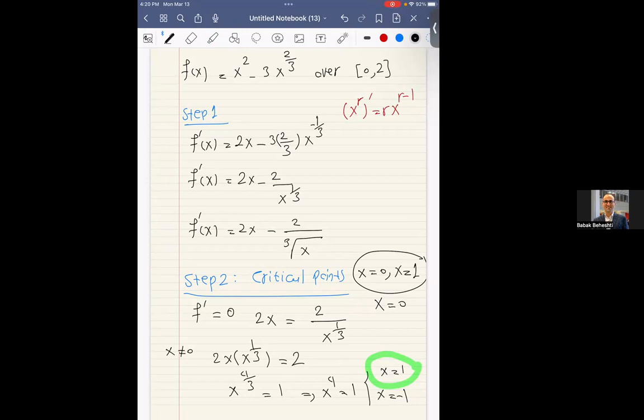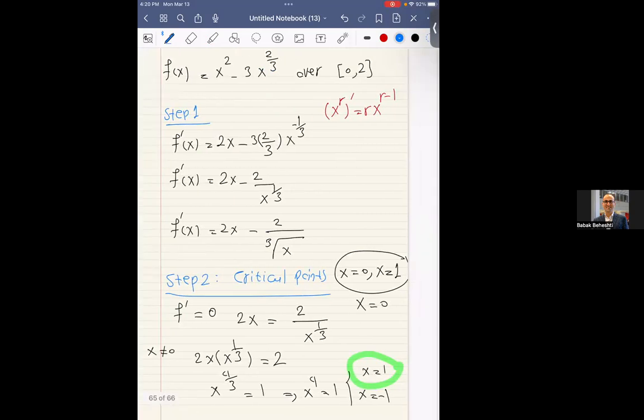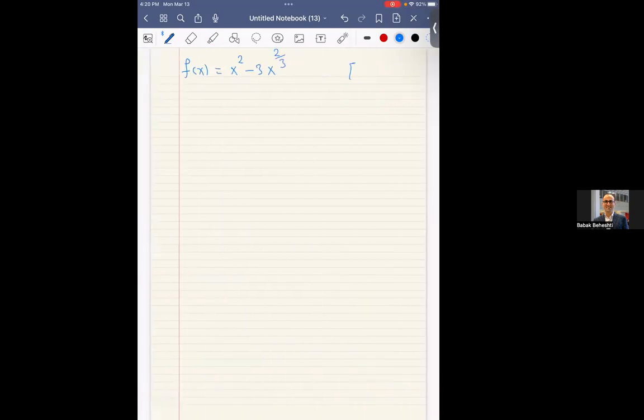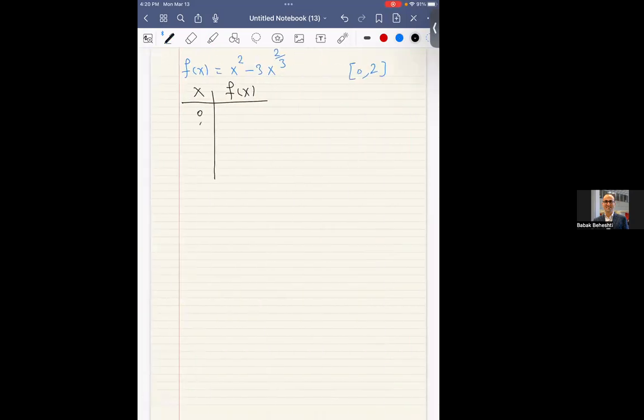Okay, and the last part is just list all the critical points and end points and compare them. So let me just copy the original function. F of x is x squared minus 3x to the power 2/3. And the interval is 0, 2. So I just list all the critical points and the endpoints, and I compute the value of f at those points. So the critical points are 0, 1, and the endpoints are 0 and 2. So you just have to add 2.